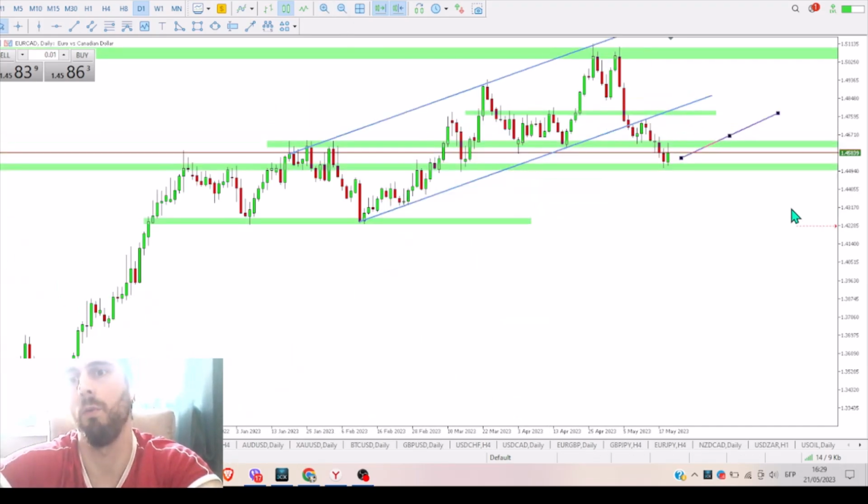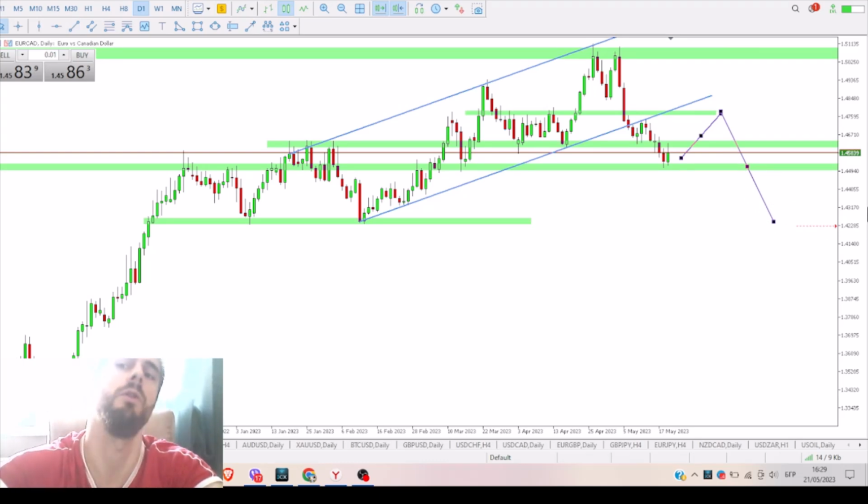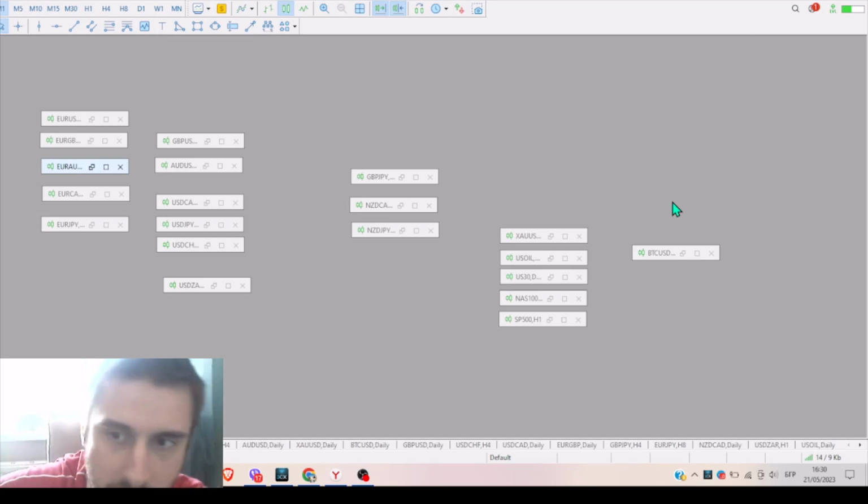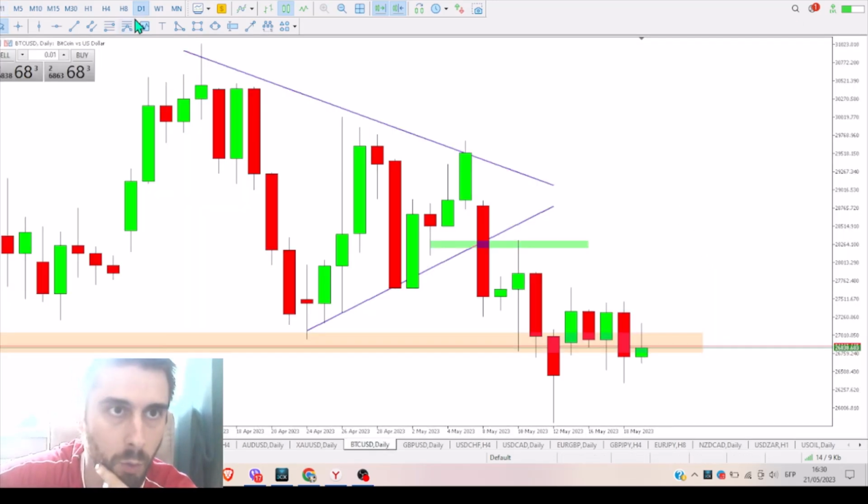Currently, what I personally see is a pullback to this previous resistance, rejection, and a further continuation to the downside. Will that happen? Nobody knows. We have to watch and see this. Now let's see the most interesting chart, guys. We have Bitcoin on the daily chart.